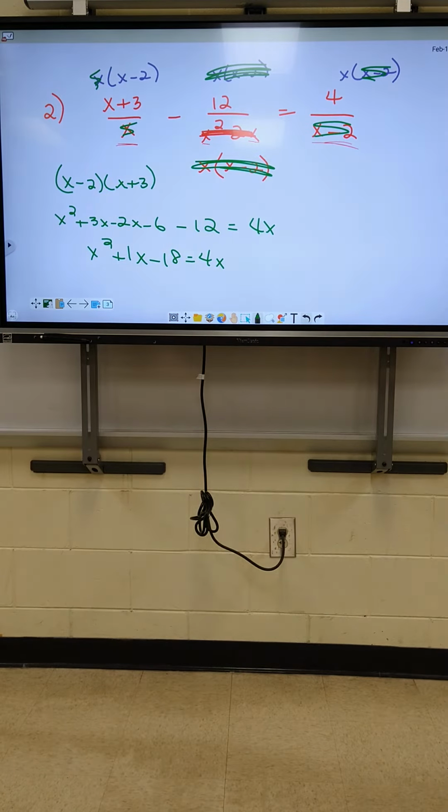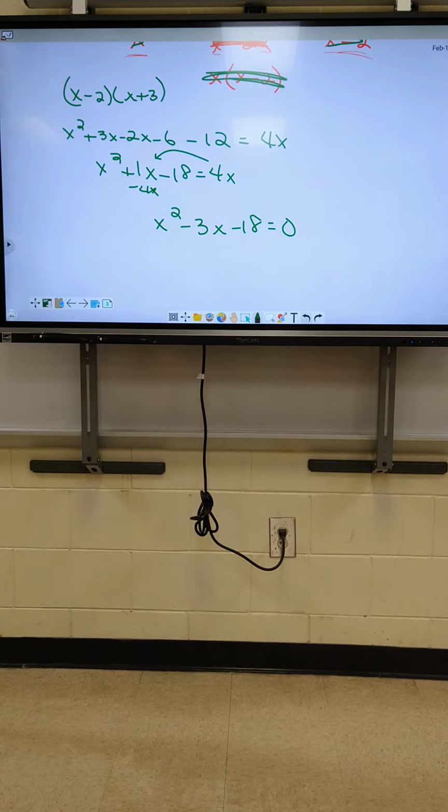All right, so when I move 4x over, that becomes negative 4x. I got x squared minus 3x minus 18. You guys can do quadratic formula, but that one would be really easy to factor if you want to factor.